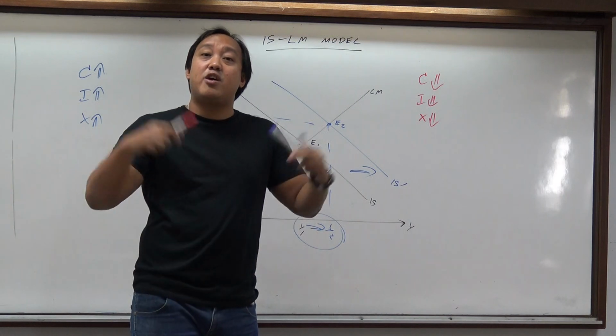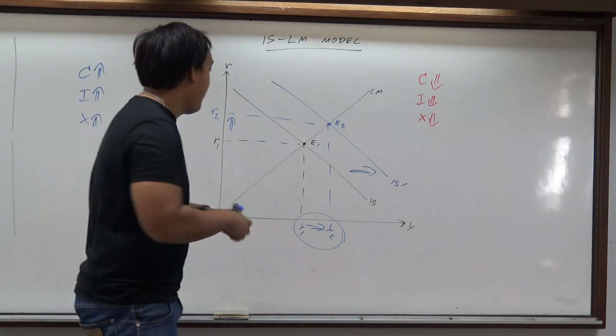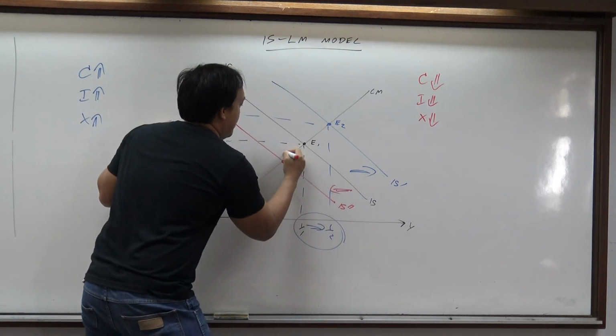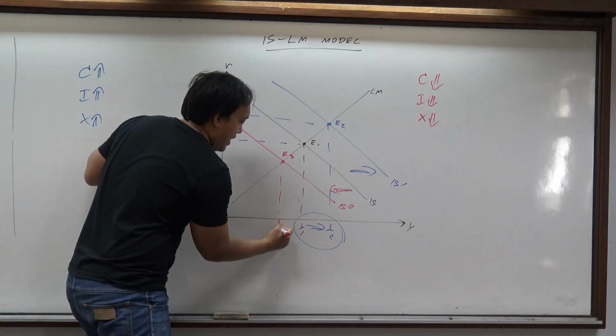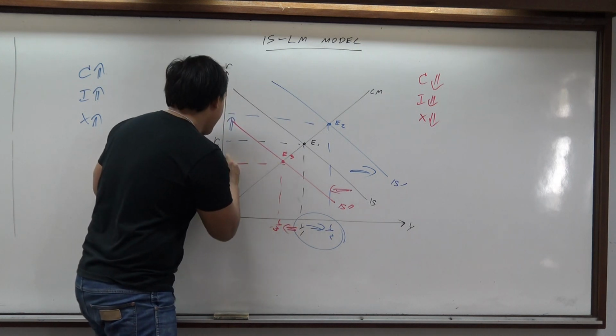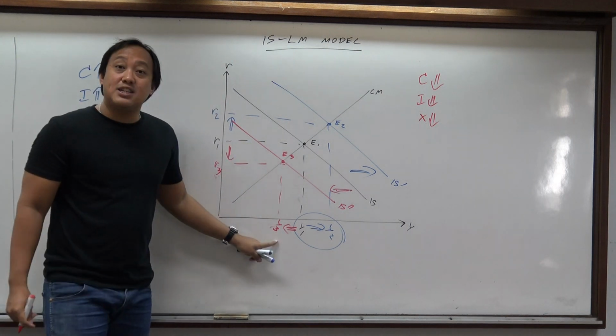When total expenditure in the economy goes down, the IS curve is going to shift to the left. Equilibrium point moving from E1 to E3. GDP decreasing, Y1 to Y3, the real interest rate going down, R1 to R3, as you can see.